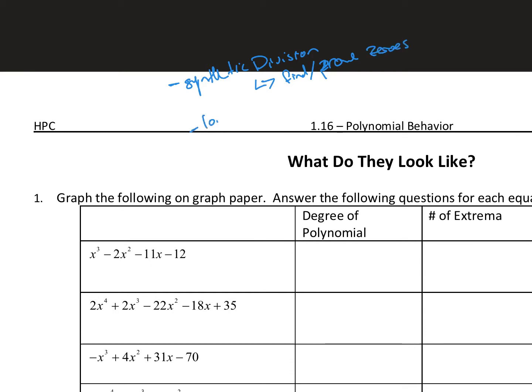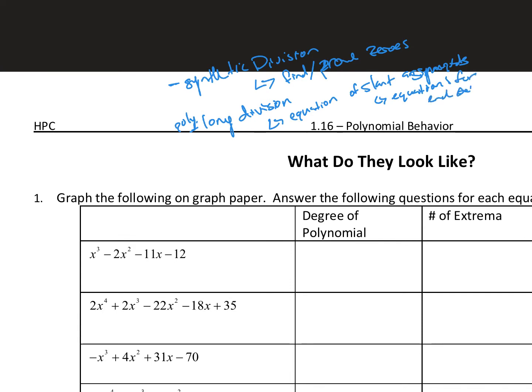The second thing is polynomial long division. The reason behind that is it gives us the equation of slant asymptotes and also asymptotes. Another way we could say that is equations for end behavior.